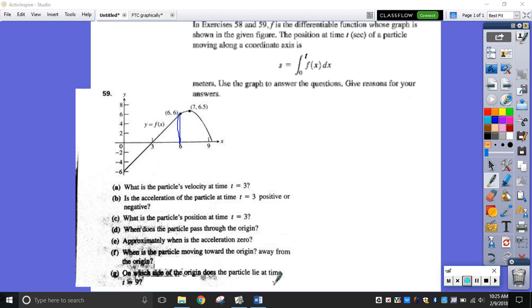On the positive side. So that is how the FTC applies graphically, where we're interpreting the integral as a function and how that translates to a graph.